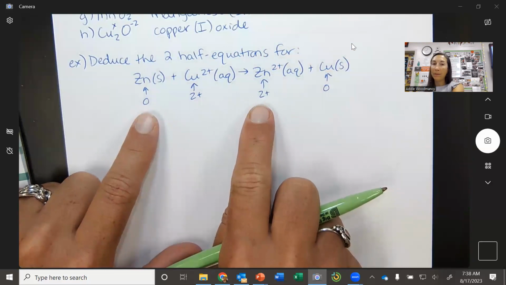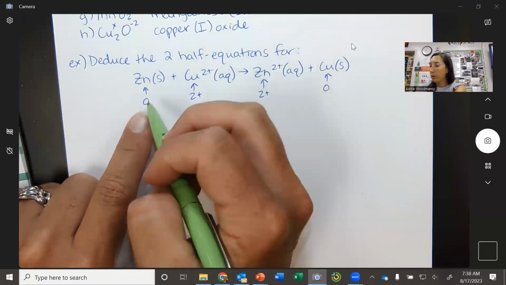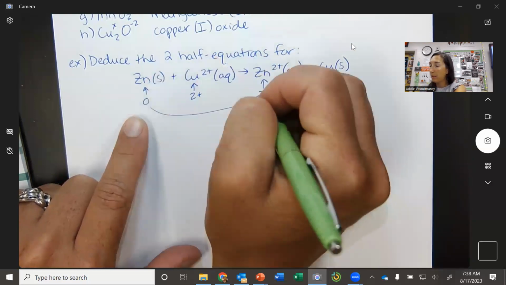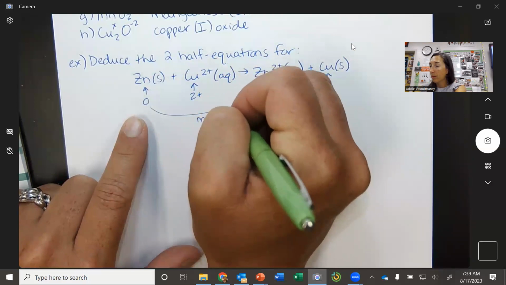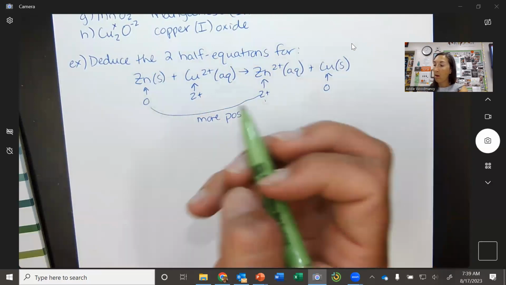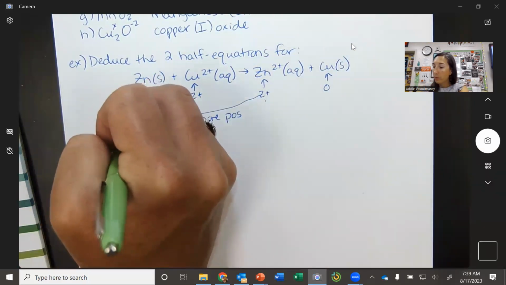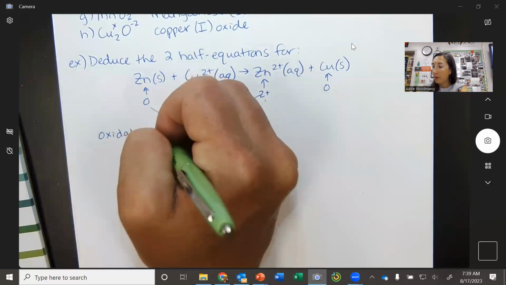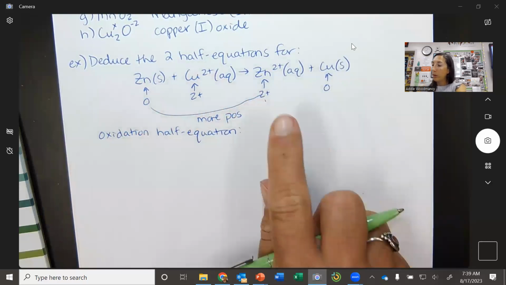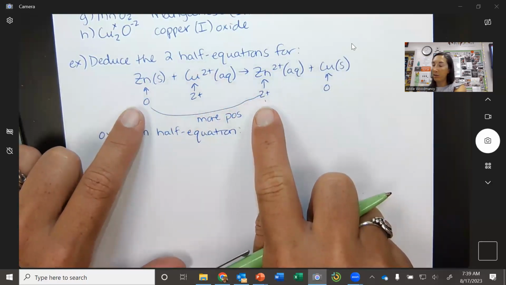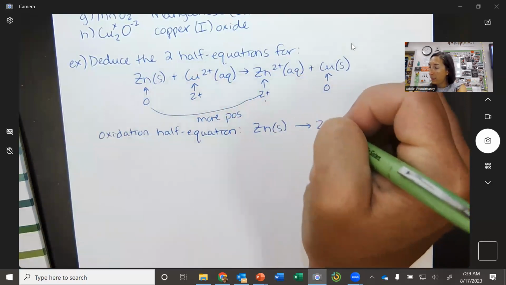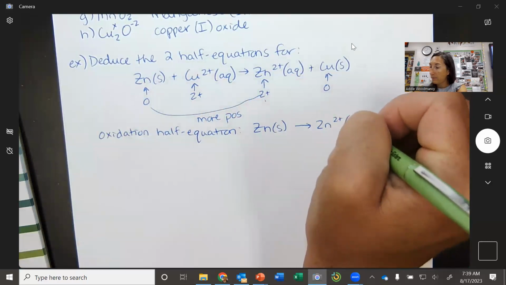So if you look at zinc, zinc's oxidation number is going from 0 to +2. So it's becoming more positive. So is that oxidation or reduction that becomes more positive? Oxidation. So the oxidation half equation is where you just focus on these two things. So we have zinc on the left-hand side, producing zinc 2+ on the other side. Okay.